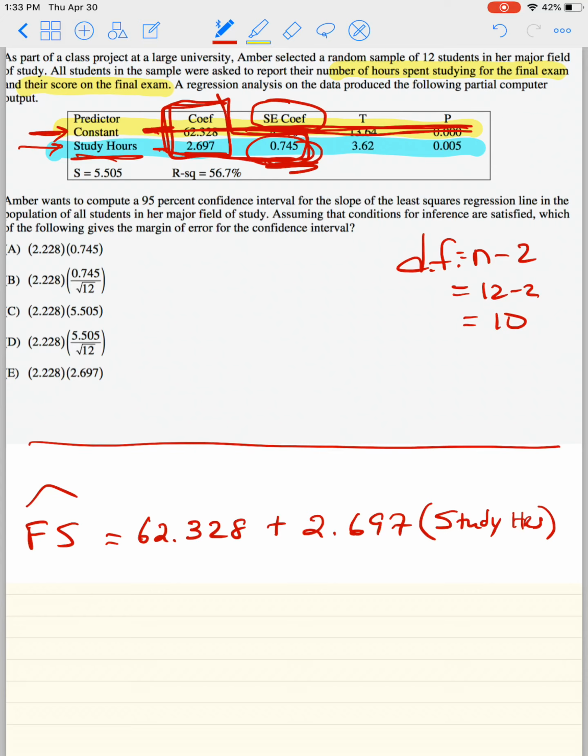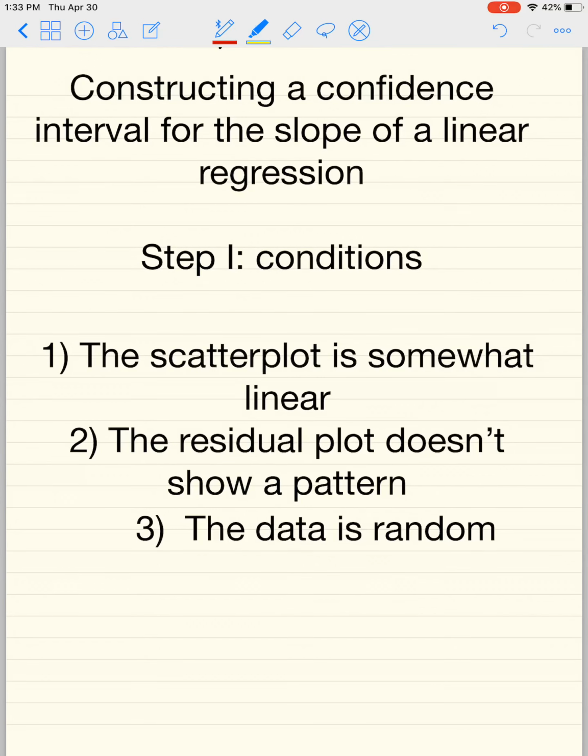So let's discuss the confidence interval for this. All right. Constructing a confidence interval for the slope. Step 1 is our conditions. There are 3 conditions that we should have. First, the scatter plot has to be somewhat linear. So that should make sense.